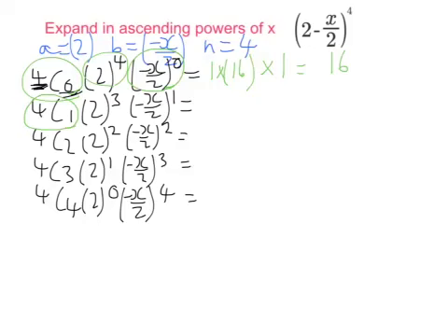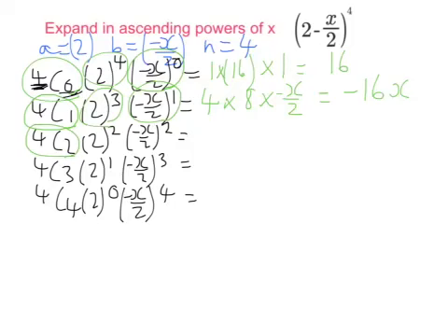Okay, 4 choose 1 on your calculator is 4. 2 cubed is 8. And anything to the power of 1 is minus x over 2. So I reckon that's going to become minus 16x. Is that right? 8 and 32 divided by 2, yes.